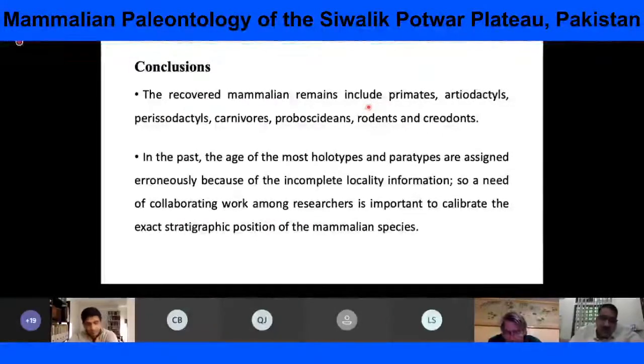So in the past, the ages of most holotypes and paratypes were assigned erroneously because of incomplete locality information. So collaborative work among researchers is important to confirm the exact stratigraphic position of the mammalian species.